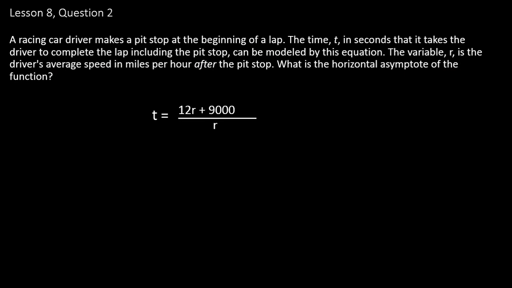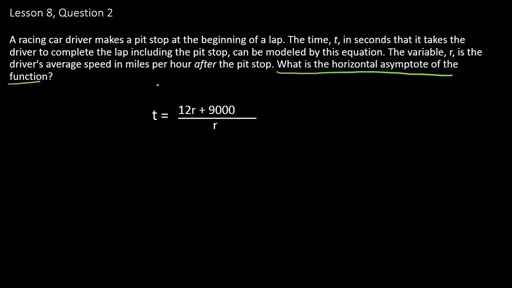Question 2. A racing car driver makes a pit stop at the beginning of a lap. The time t in seconds that it takes the driver to complete the lap, including the pit stop, can be modeled by this equation. The variable r is the driver's average speed in miles per hour after the pit stop. What is the horizontal asymptote of the function? So we're given a lot of background information here, but notice that our question is simply what is the horizontal asymptote of this function. So we don't really need any of the information given to us to solve it.